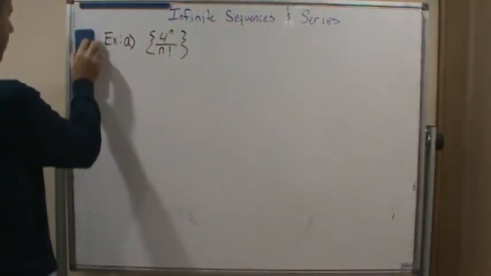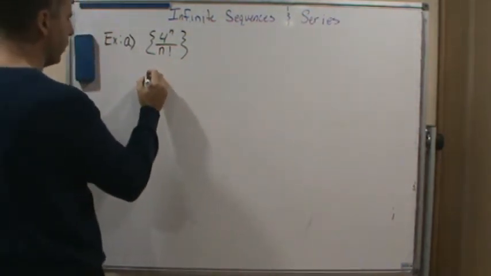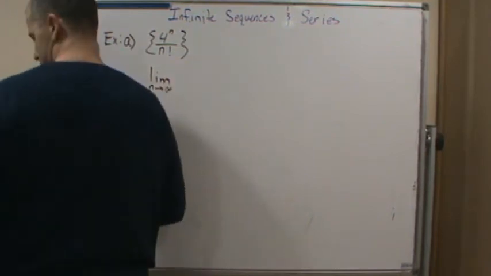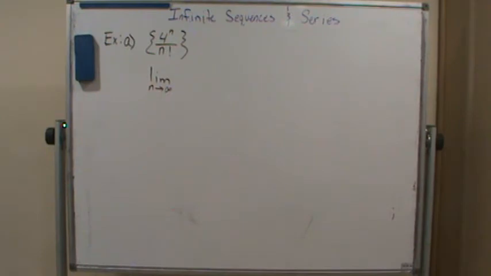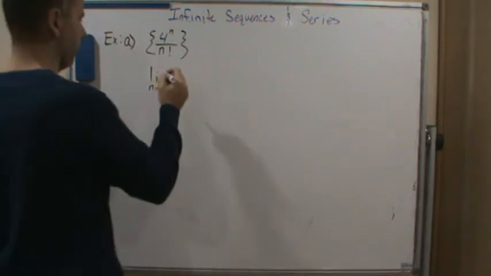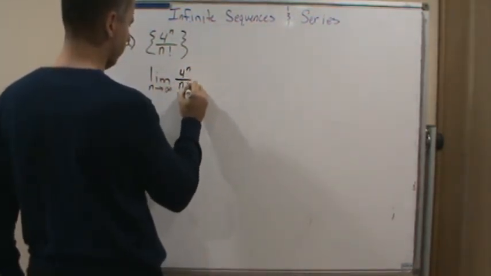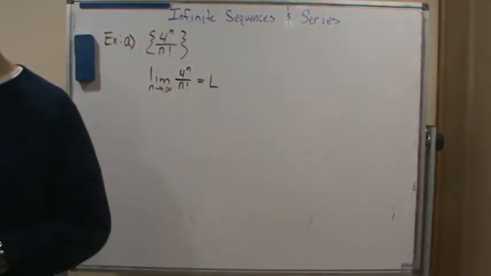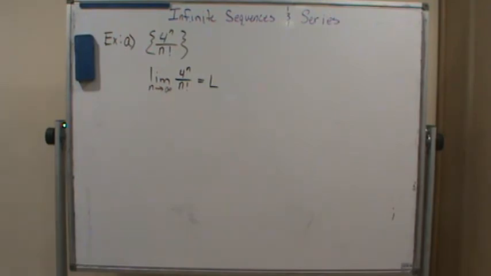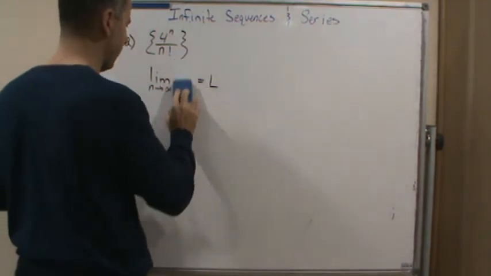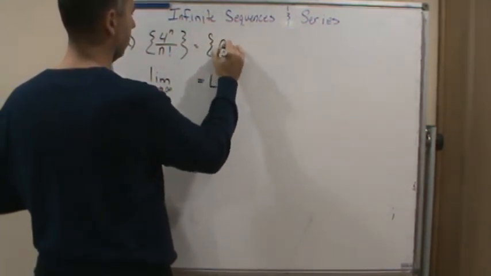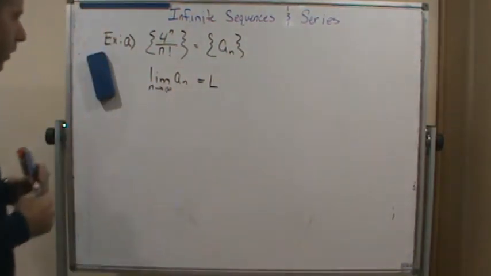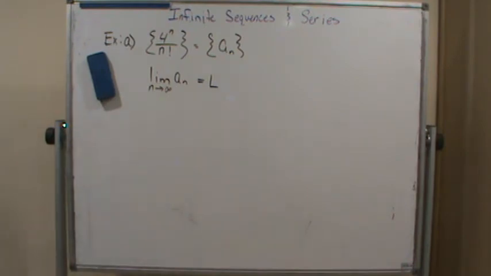Now that we've shown that it converges, we use that fact, and we know that the limit as n approaches infinity of the sequence must equal some real number L, right? Now, let's replace this with a sub n. So now we're going to use some information that we got from working out the problem earlier.